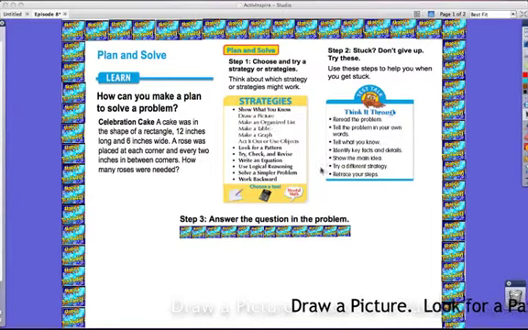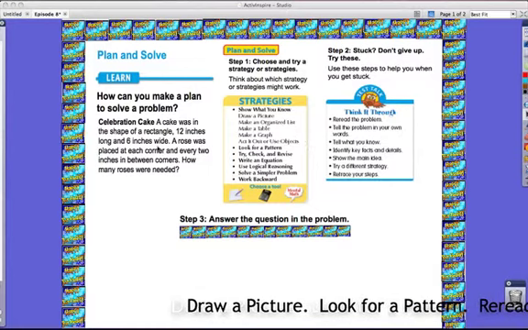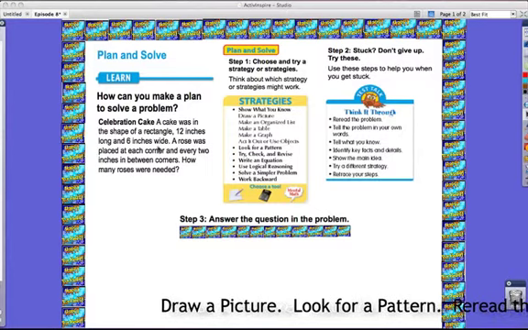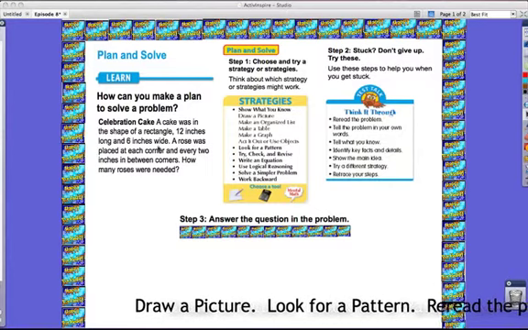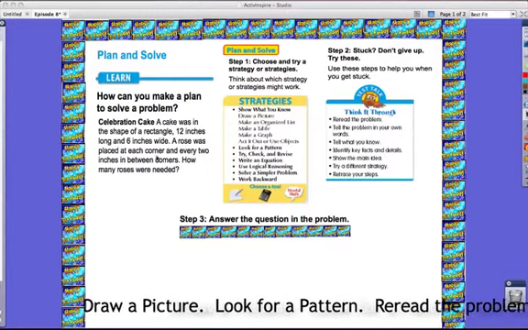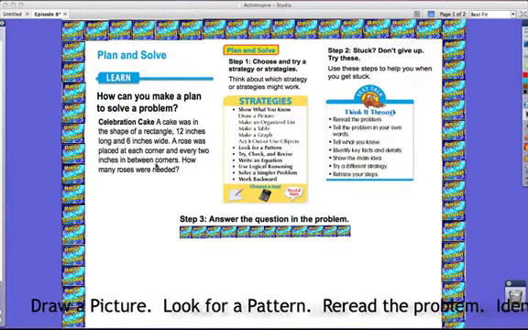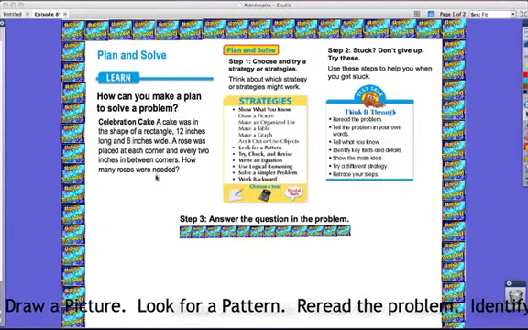Before I go there, I do want to reread the problem. Let's try that one time. Okay, a cake was in the shape of a rectangle. Got that. 12 inches long and 6 inches wide. Okay, got that. A rose was placed at each corner. Okay, and every 2 inches in between corners. How many roses were needed?